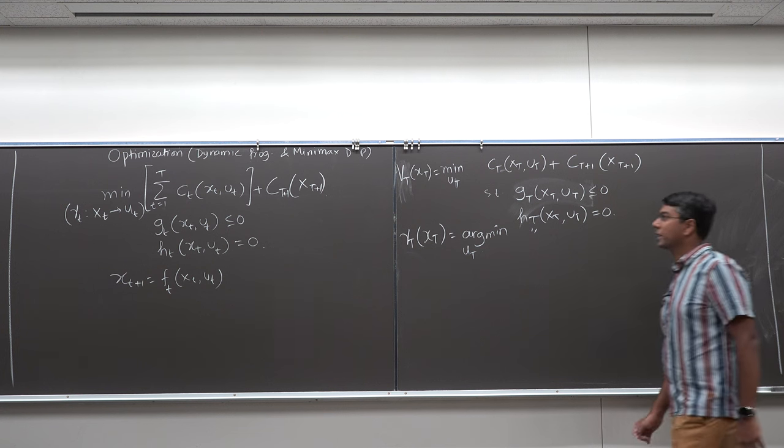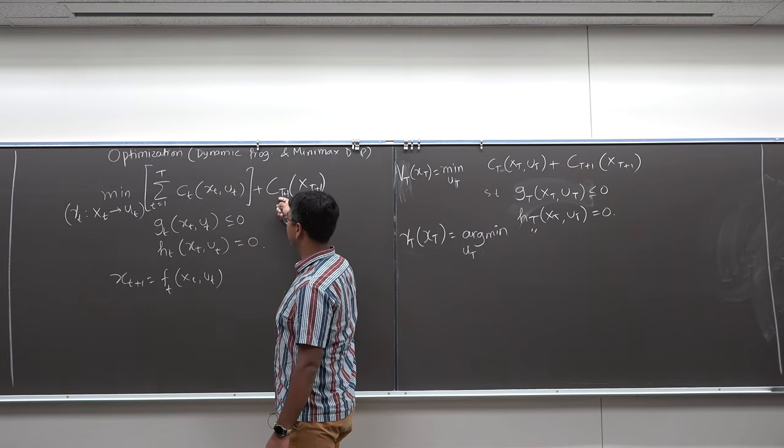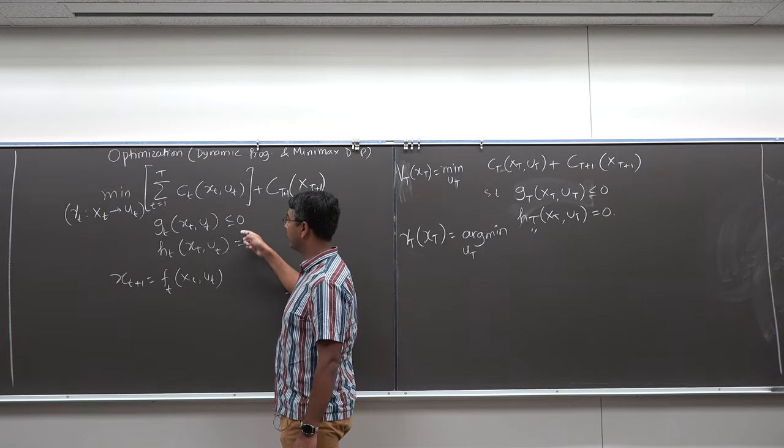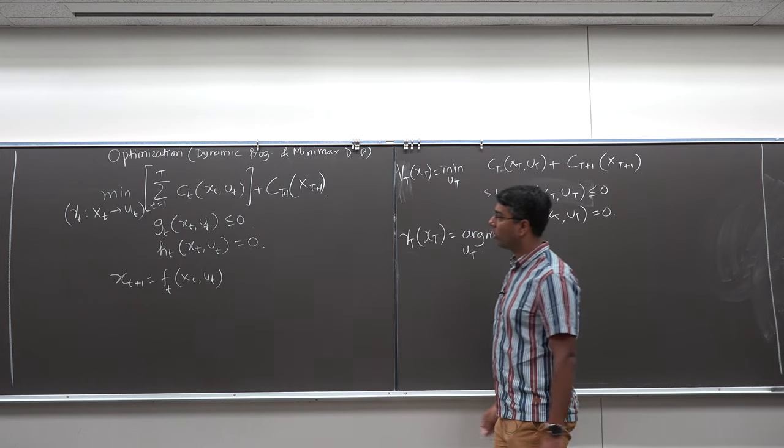Okay, so here is the deal. I want to solve this particular problem. I have a running cost, I have a terminal cost, I have a bunch of equality and inequality constraints that need to be satisfied at all points of time.